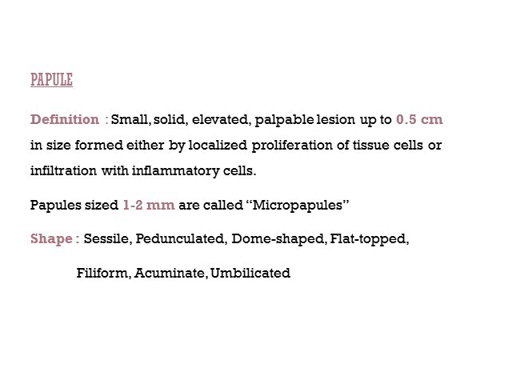Second is papule. Papule means a small, solid, elevated lesion which is palpable. In a macule, when you touch the lesion, you can't feel anything, whereas a papule is slightly elevated, but the size is very small, 0.5 centimeter, formed either by localized proliferation of tissue or infiltration with inflammatory cells. Papules 1 to 2 millimeter in size are called micropapules.